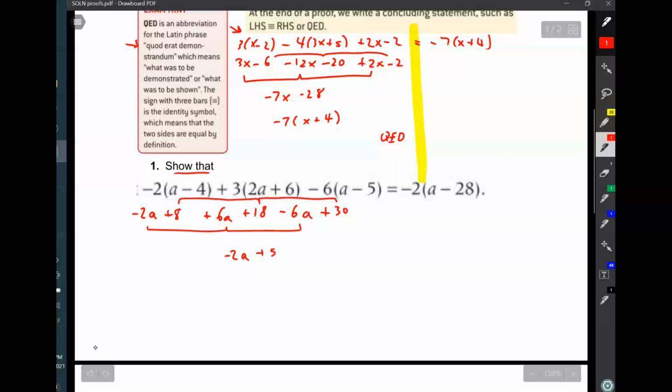8 plus 18 plus 30 is 56. So we have negative 2a plus 56. We need to factor out a negative 2 to make it look like that, and we end up with negative 2 times a minus 28, which is equal to what we were trying to find. QED.